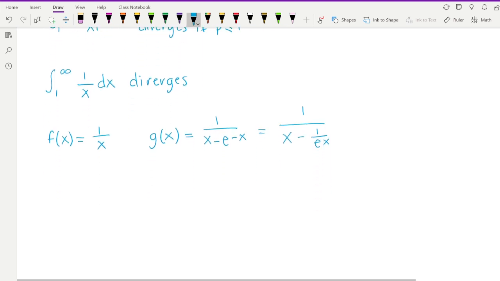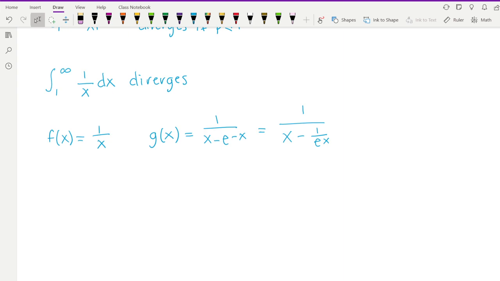So how do these two functions compare? Which one is bigger and which one is smaller when you're plugging in x values that are bigger than 1, right? And why do I say bigger than 1? Well, because we're looking at the integral from 1 to infinity. So we're only worried about positive x values. So if you aren't sure how to compare these two, go ahead and plug in some numbers.